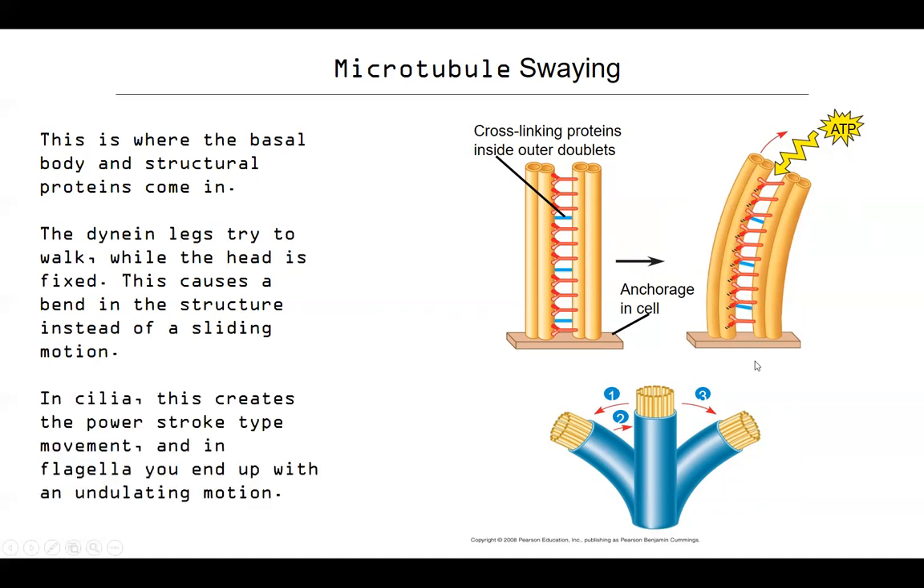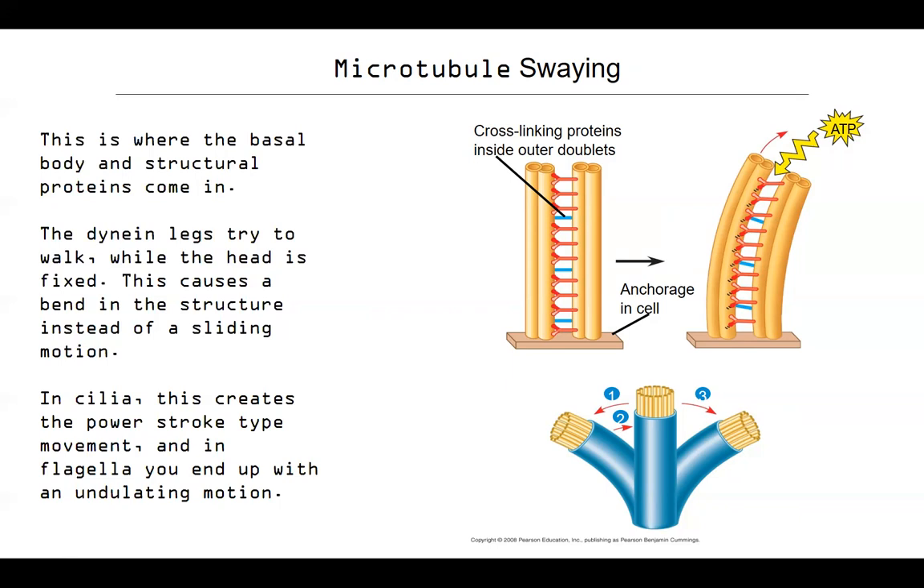In cilia, this is more of a power stroke type movement. With flagella, we end up with that very characteristic undulating motion that we see in videos of, again, the motion of sperm is a very good example. So this is one of the ways that we can contribute to whole cell motion, thinking about powering the whole cell through space. But it turns out microtubules are very important for actually moving things on the inside of the cell as well.